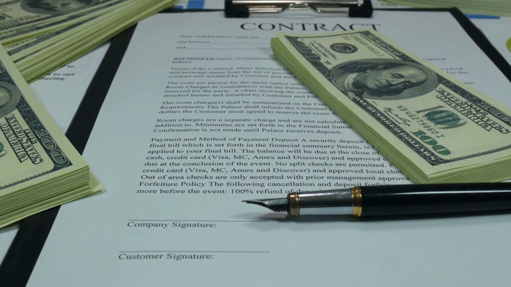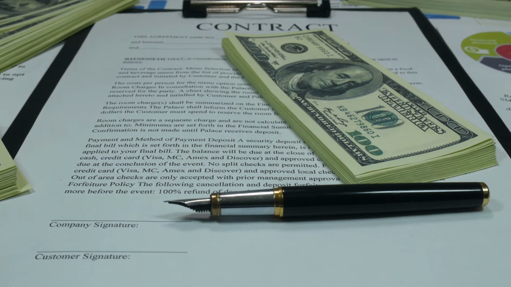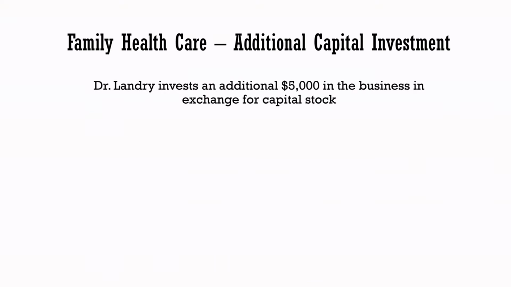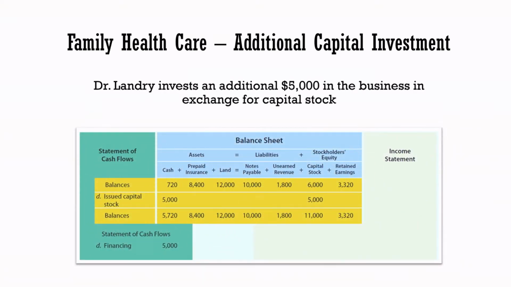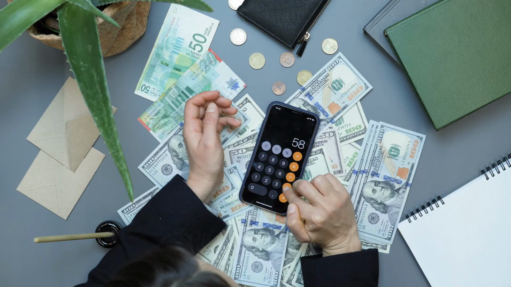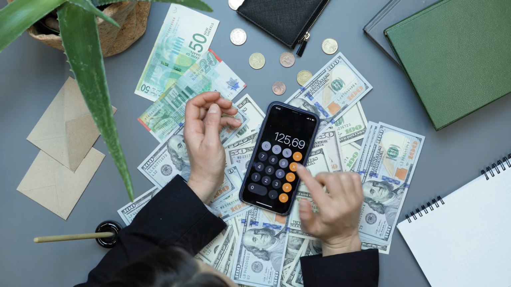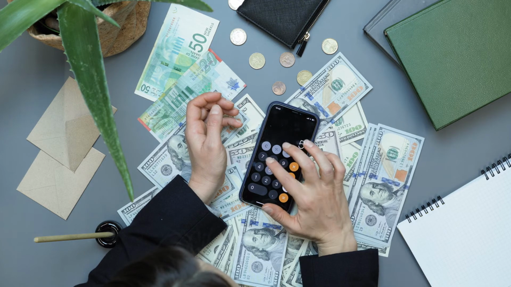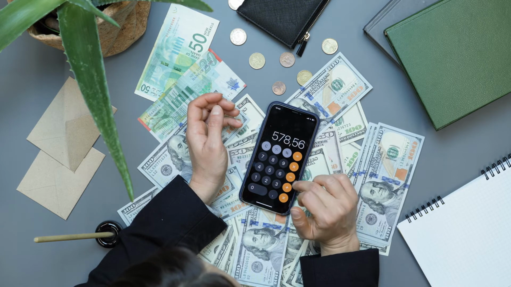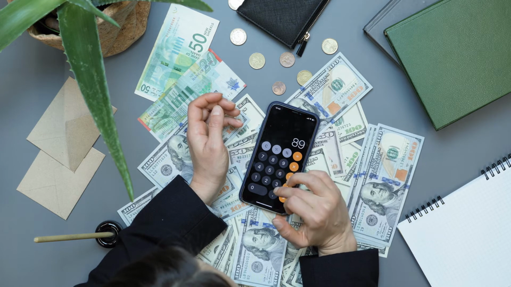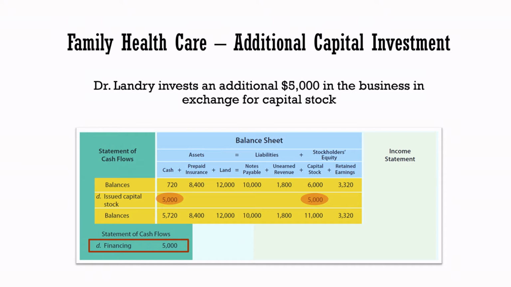Additional capital investment is recorded in the same manner as Dr. Landry's initial investment. Cash under the balance sheet column increases by $5,000 to reflect Dr. Landry's cash investment. To balance the accounting equation, capital stock under stockholders' equity is also increased by $5,000. Under the statement of cash flows column, cash from financing activities increases by $5,000. No income statement accounts are affected.